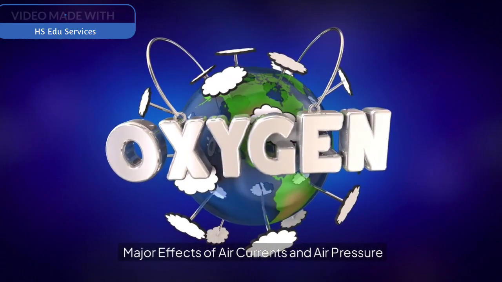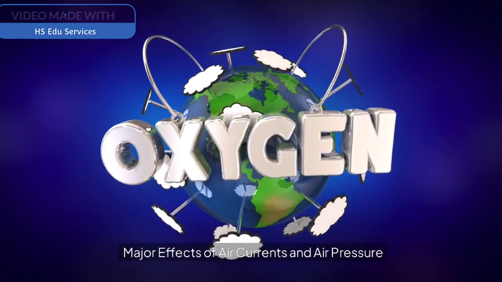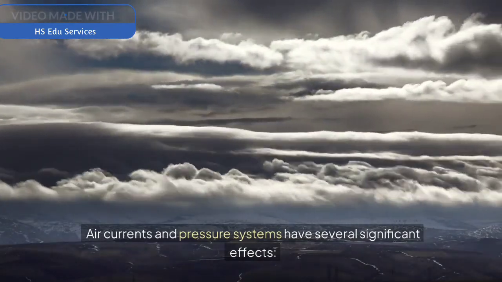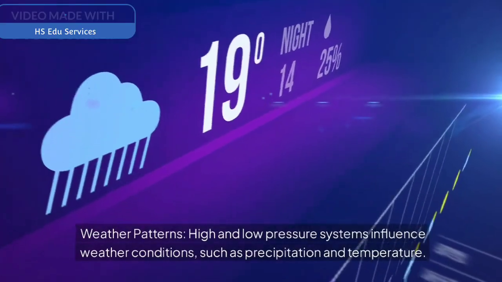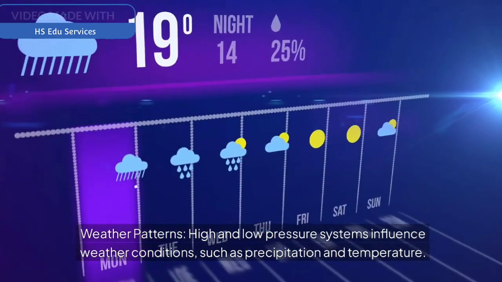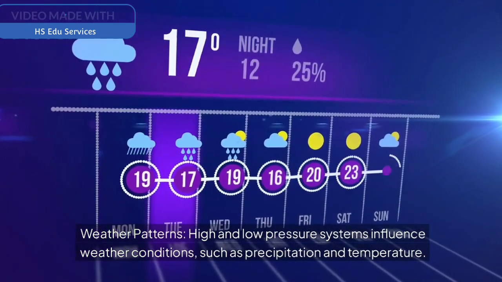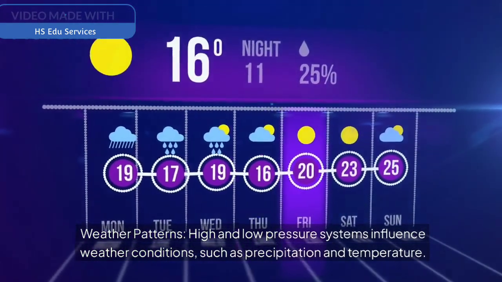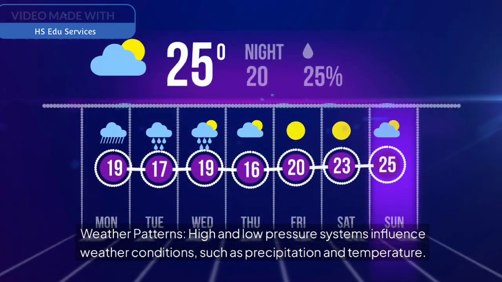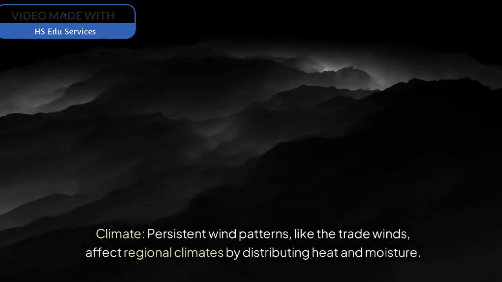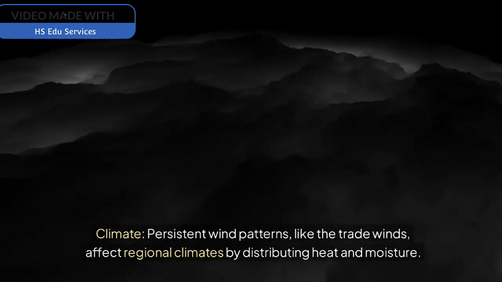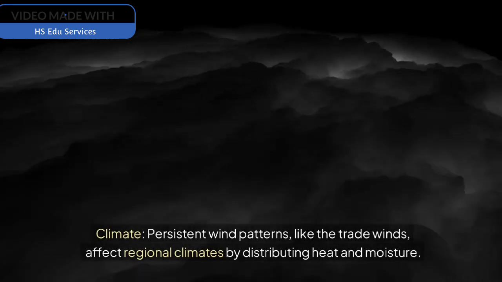Major effects of air currents and air pressure. Air currents and pressure systems have several significant effects. Weather patterns. High and low pressure systems influence weather conditions such as precipitation and temperature. Climate. Persistent wind patterns like the trade winds affect regional climates by distributing heat and moisture.